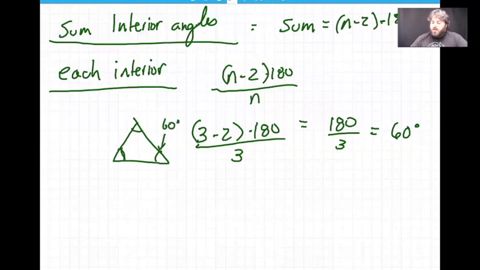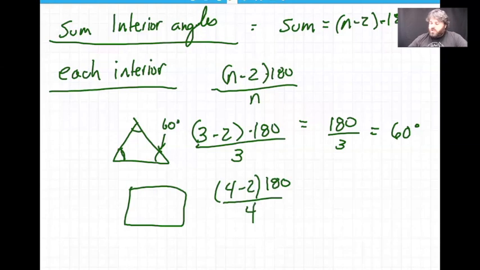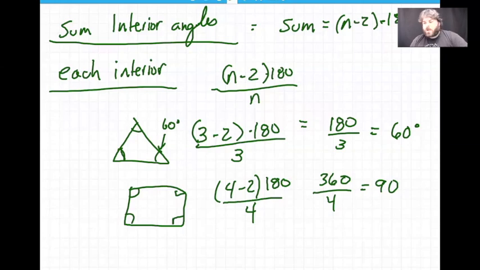Using the formula, think about it with a square. Well, the formula would say 4 sides, so 4 minus 2 times 180 divided by 4. Well, that's 2 times 180, that's 360, the total sum, divided by 4, we get 90 per angle. Okay, that works for any angle. I'm just showing you the ones that you kind of knew already, just showing you how the formula works. So that's when you want to know just one interior angle, you do that.